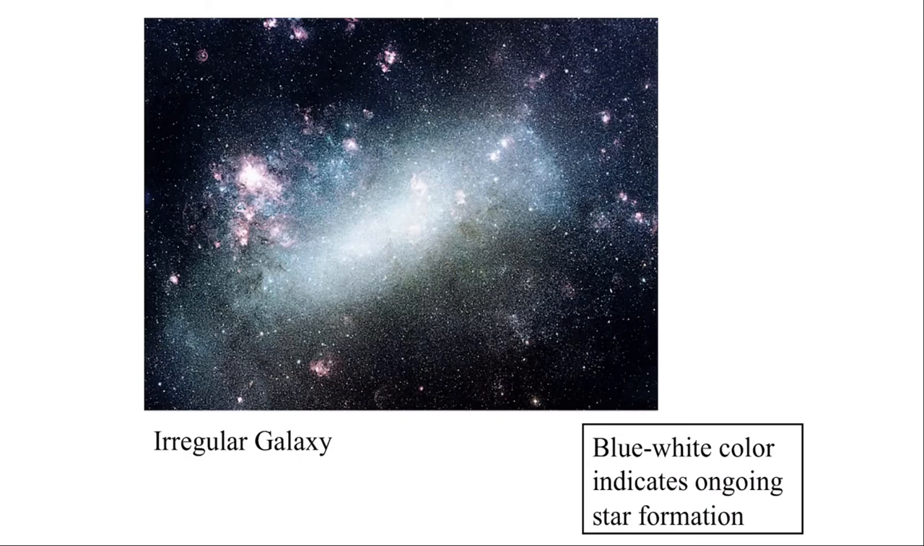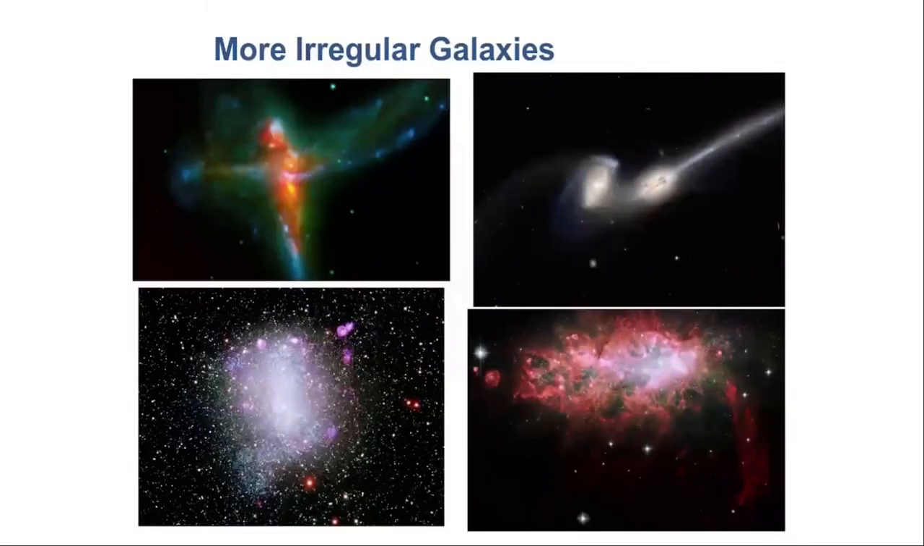But there's no limit to how weird these things can be. Here's some more pictures of irregular galaxies. And you can see anything from the lower left, which is kind of like the Large Magellanic Cloud, except much further away and much more boxy, to this thing where who knows what's going on, to these two on top where there's clearly some merging effects going on.